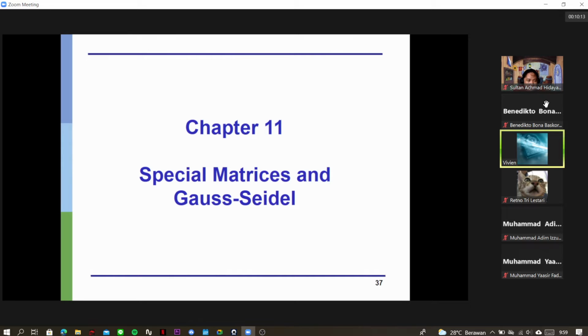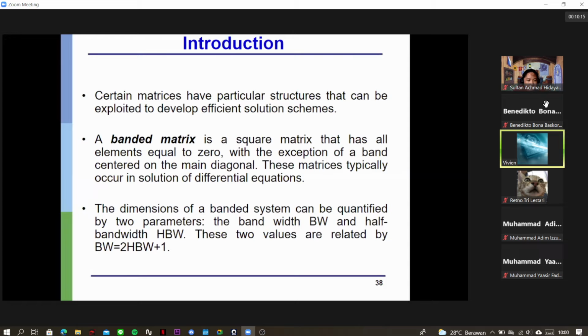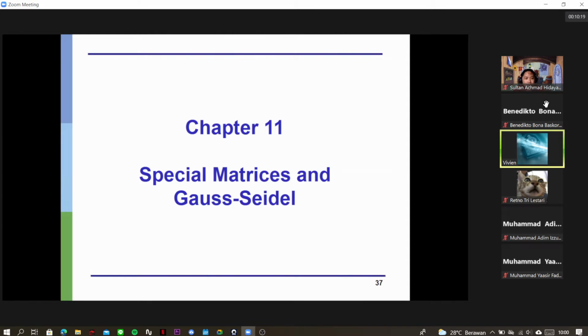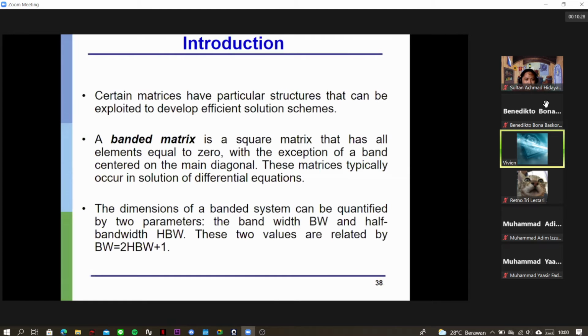Chapter 11 discusses the solution for special matrices. What makes a matrix special is when we have a banded matrix. Did we discuss this already? Not yet. Okay. All right.